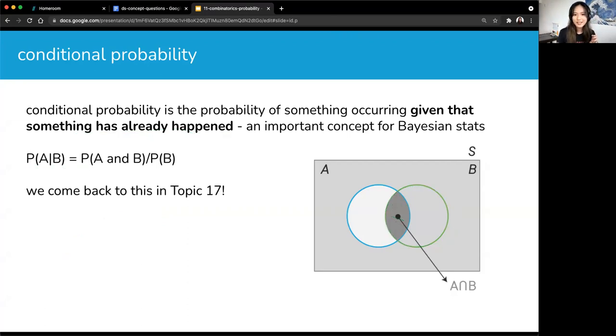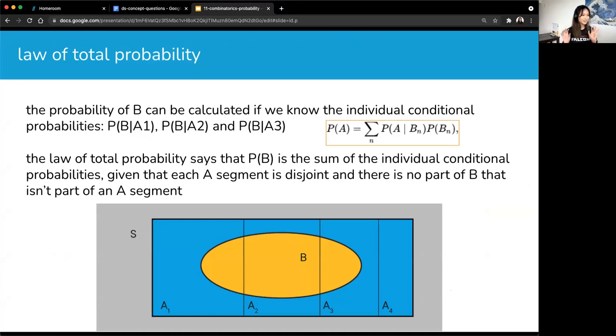let's clear this. The next slide is actually my last slide. That is another thing that we're going to come back to in topic 17. So it's going to look kind of intimidating, but not to worry for now. This last thing that we're going to talk about is called the law of total probability. Basically, it's saying that the probability of B can be calculated if we know individual conditional probabilities. So in this very abstract example, we so happen to have B given A1, B given A2, and B given A3, and A1, A2, A3 sum up to 1.